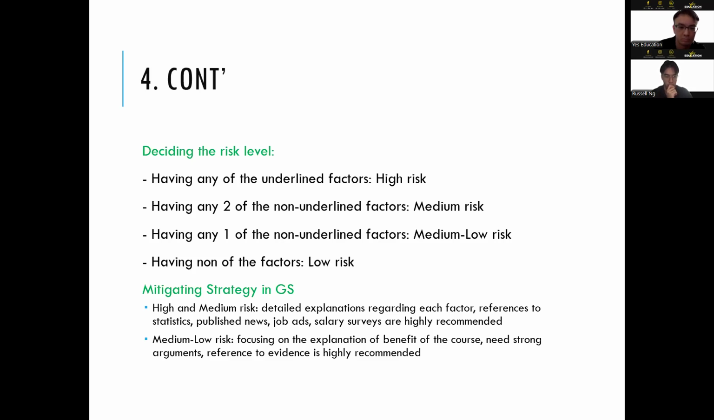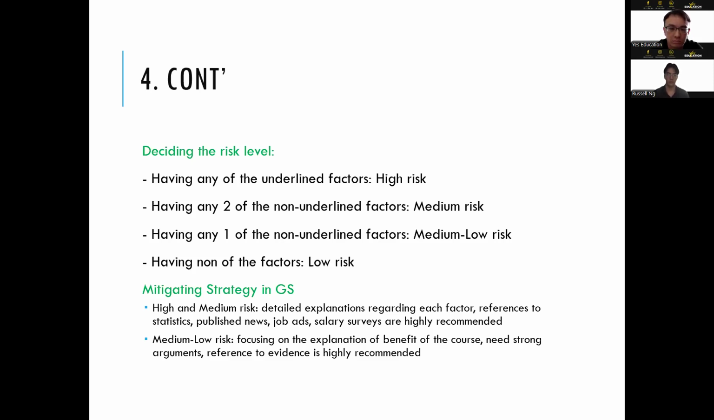And then a little bit of advice on mitigating strategy in your genuine student statement. So for high and medium risk applications, you need detailed explanations regarding each factor. Just identify those factors, and you need to have explanations explicitly in your GS on each of those factors.